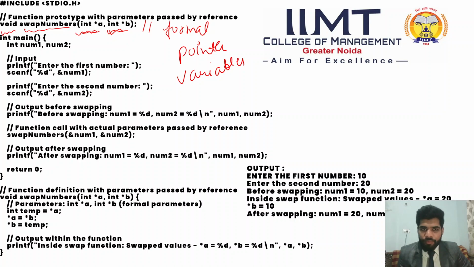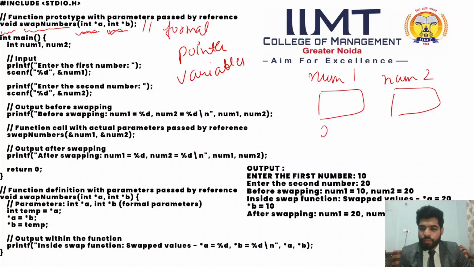Now we come to the main function. Here we have made two variables, int num1, num2. That means two variables will be created, num1 and num2, and they will be allocated a space in the memory, and these variables will have some memory addresses. Okay, values are going to be stored here.